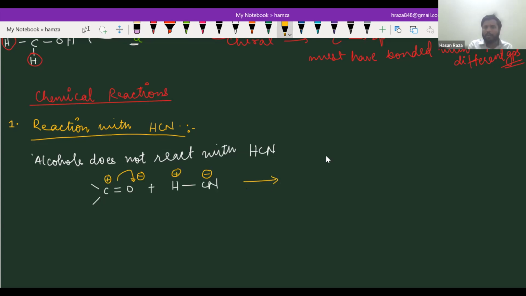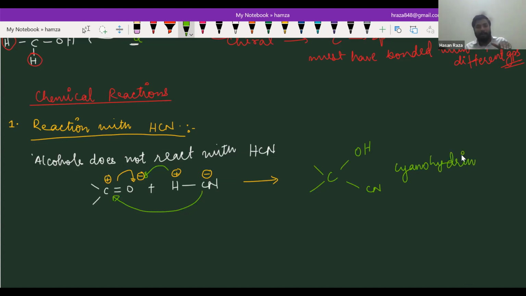Now see what happens. What you need to do is just add positive to negative, negative to positive. That is nature. Positive will be attracted by negative and negative will be attracted by positive. So what we will get, OH and carbon will be connected with CN. This is known as cyanohydrin. So in this manner, reaction will take place.